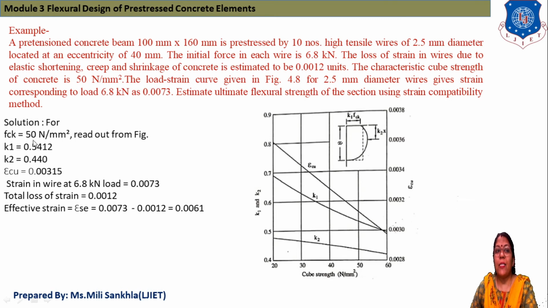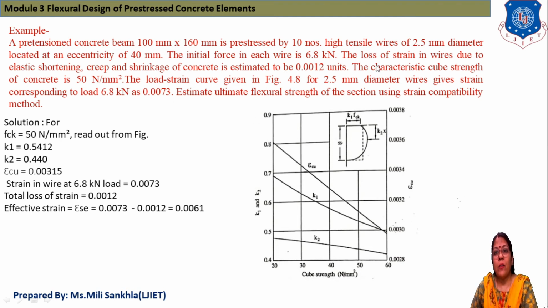Now first, FCK is given as 50, and K1 is a factor from this figure. Look at this, here the value of FCK is given 50, that means somewhere here, and according to this our value of K1 is bisected here. Here we take a proportionate value. K1 is 0.5412 and K2 is somewhere here, and that is 0.440. Epsilon Cu, that means strain in concrete, is given as 0.00315.